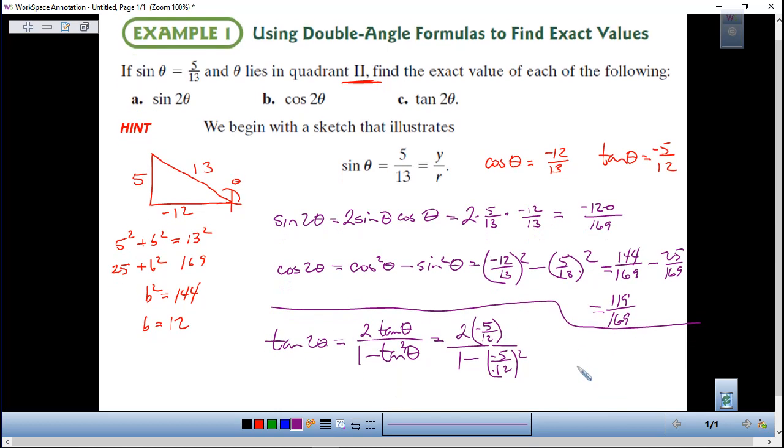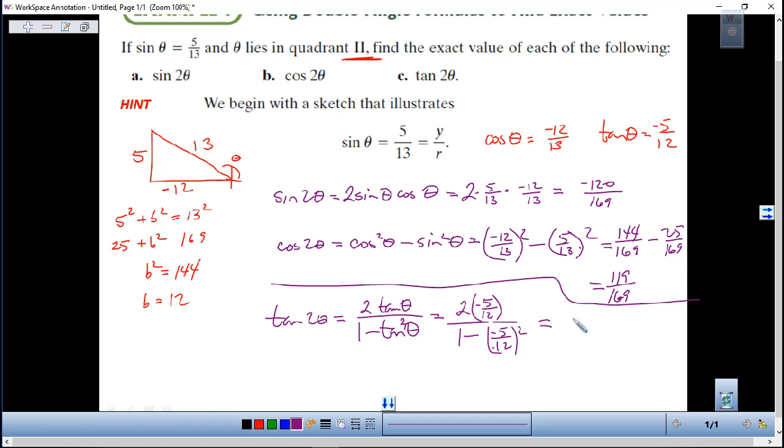Separate these so they don't get confused. So when we put everything together, we're going to have negative 10 over 12 on top. Negative 5 over 12 squared is going to give me 25 over 144. 1 is 144 over 144. And we do our subtraction there. We're going to get 119 over 144. Keep, change, flip. So we're going to end up with negative 10 over 12 times 144 over 119. 12 and 144 will reduce. So we end up with negative 120 over 119.